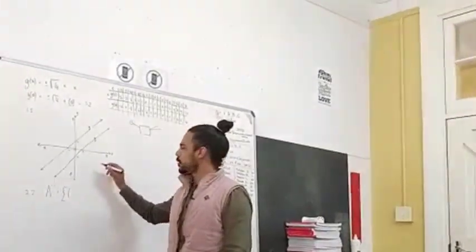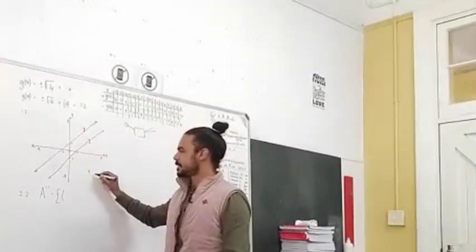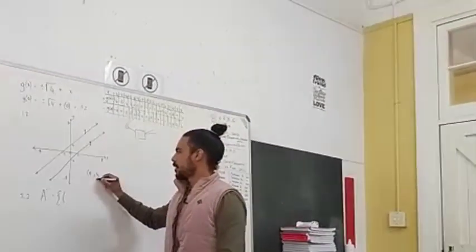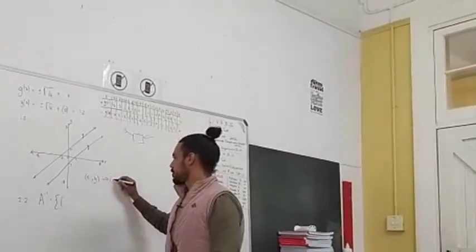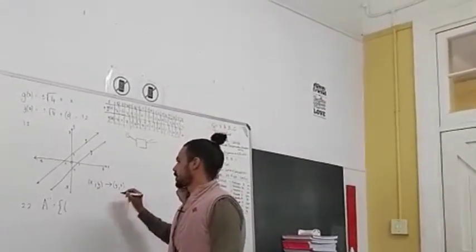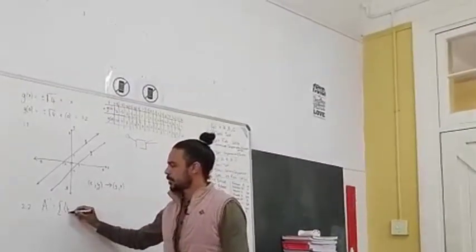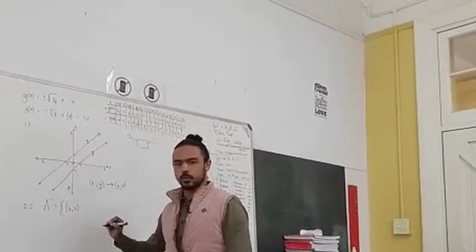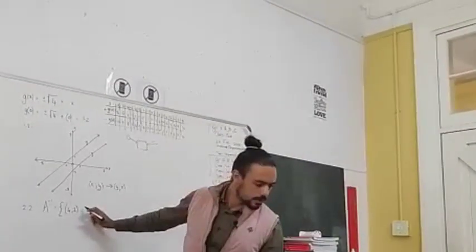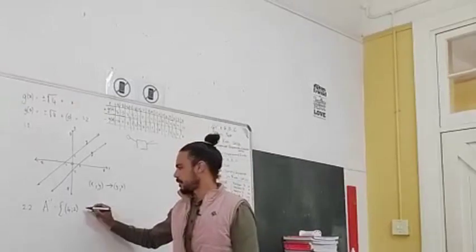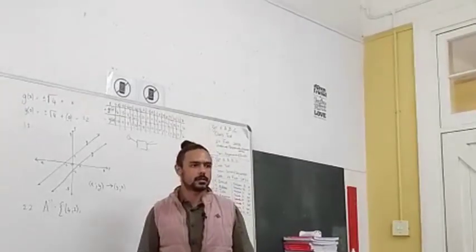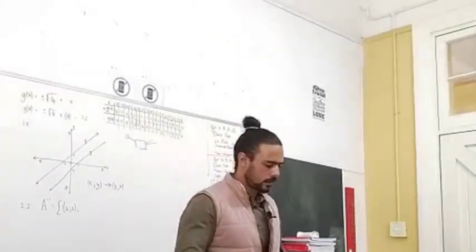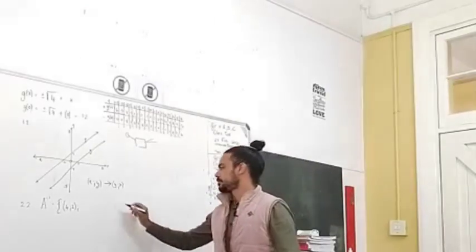So what is the rule again when we're doing an inverse? X and Y change to Y and X. So that means this is now going to become 4 and 2. Then the next one is going to be 7 and 2, and you can continue like that until you have the whole set written in that form.